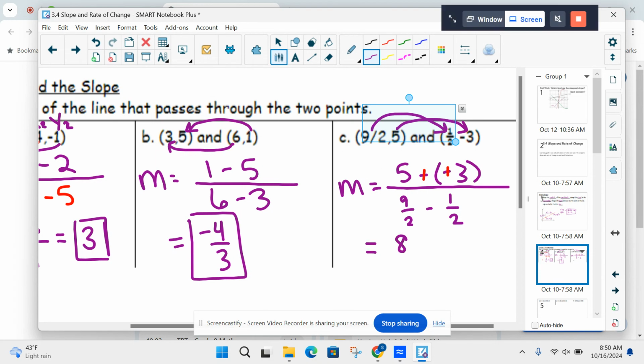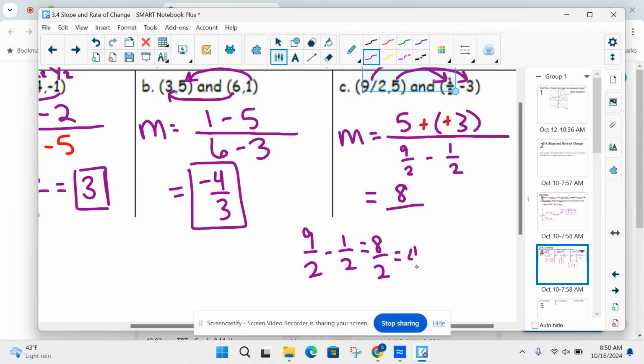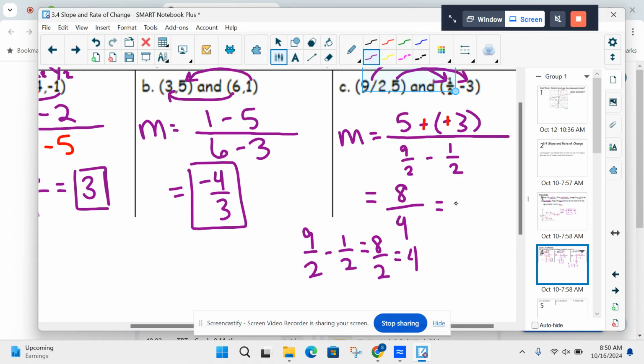All right, so this is going to be 8 over 9/2 minus 1/2. What's 9/2 minus 1/2? Cool. 8/2, which is 4. So I'm just going to write 4 here. And then 8 over 4 reduces to 2.